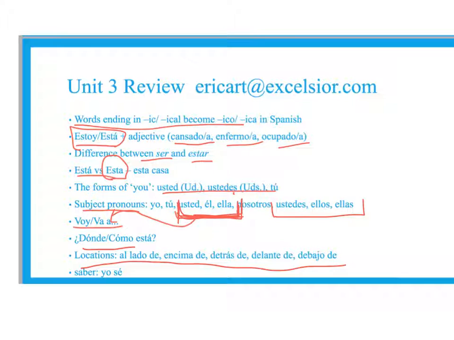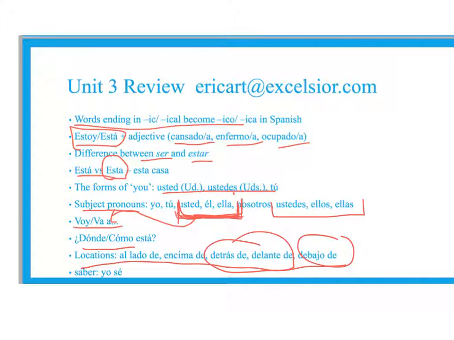Detrás is behind. Delante means in front. Está detrás de la mesa, está detrás de la silla, etc. And delante is in front of. It's good to think of these things in pairs too. Detrás, delante. And here's a clue too. Anything with tras in Spanish has to do with behind. Has to do with the back somehow. It could be metaphorically or literally. Adelante means ahead, something that's forward.